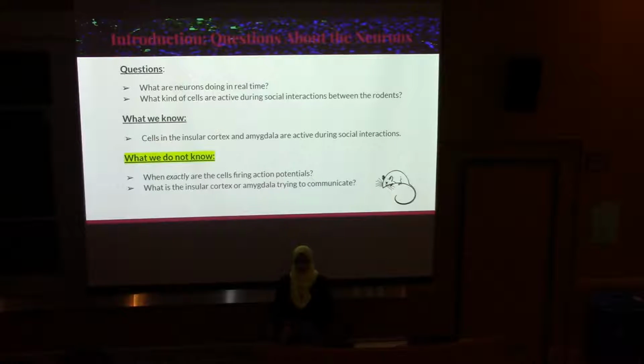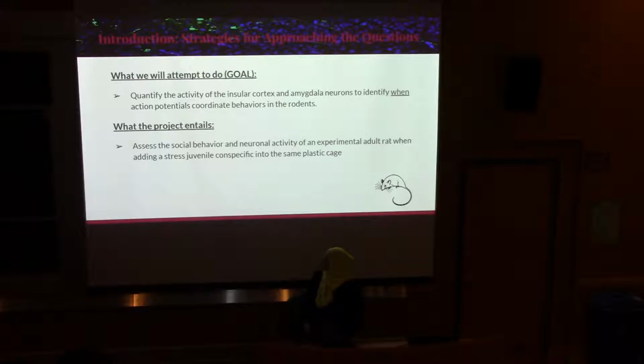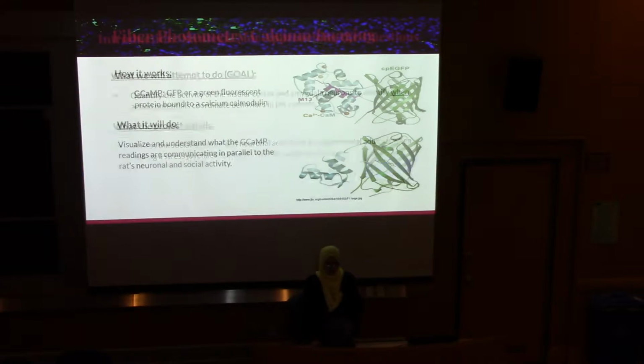And for those of you who don't know, the insular cortex and the amygdala are part of the limbic system and the nervous system, so they control emotions. Our goal is really to identify when these action potentials occur and how it coordinates with the behavior of the rodents. And ultimately, we'll be able to quantify the activity. So what we essentially do is we have an experimental adult rat that is then placed with a stressed juvenile conspecific, and we allow them to interact with each other and track their neuronal activity.